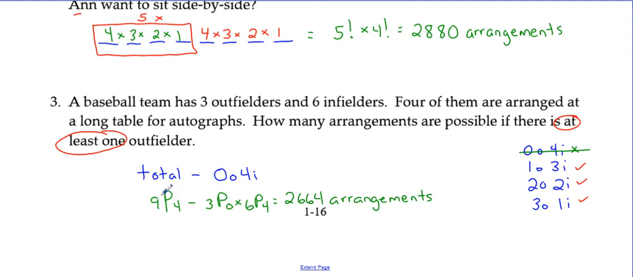So the total number of ways, there's 9 people in total. And 4 of them is what you're arranging, so that's 9p4. And the case we don't want is none of the 3 outfielders and 4 of the 6 infielders.